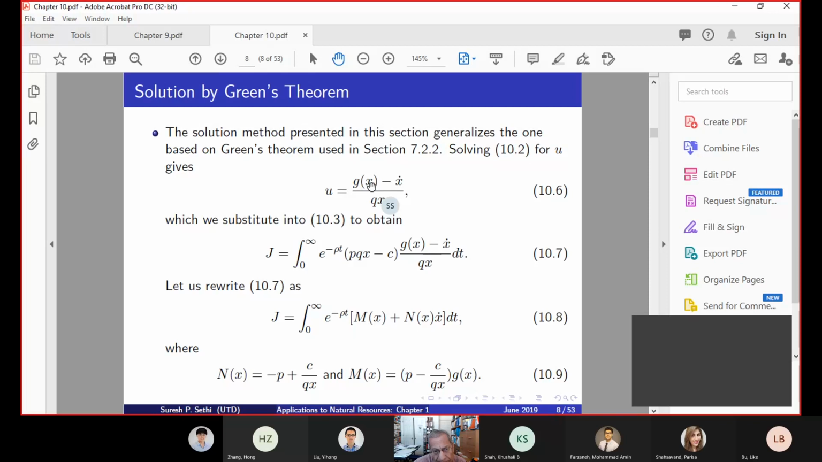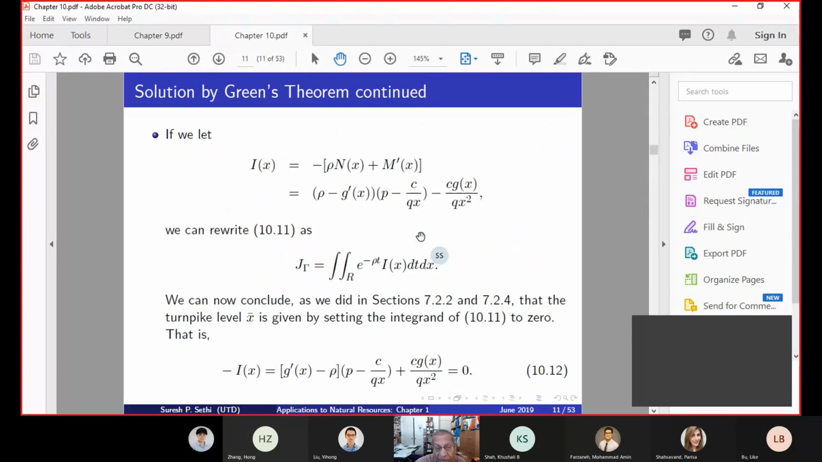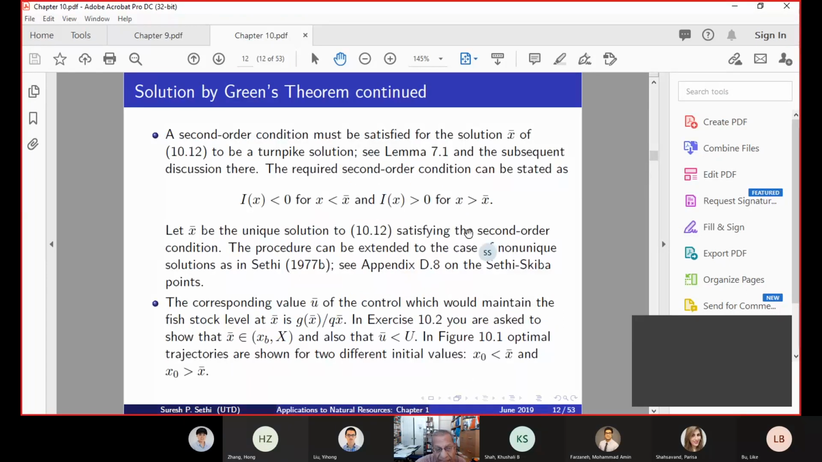At this point, I just want to tell you that Colin Clark solved the problem by Green's theorem. We will continue this, but to solve the problem by Green's theorem, you have to convert that into line integrals. So the line integral is given like this. Because this becomes dx, this side becomes dt and this side becomes dx. So we have a dt and a dx. The integral of something dt plus something dx is a line integral in the tx space. And then with this line integral, you go to Green's theorem. Once you go to Green's theorem, you find this integrand and set that equal to zero. We'll go back to more detail later.